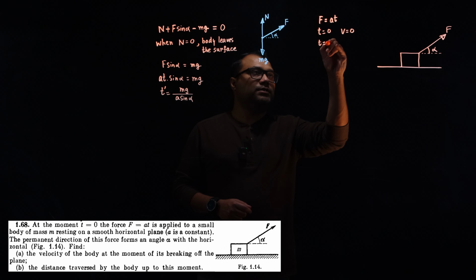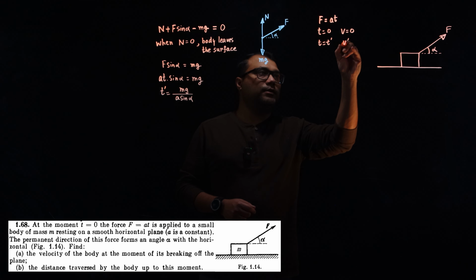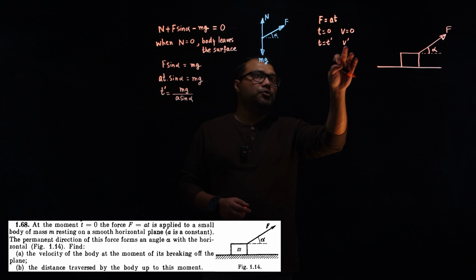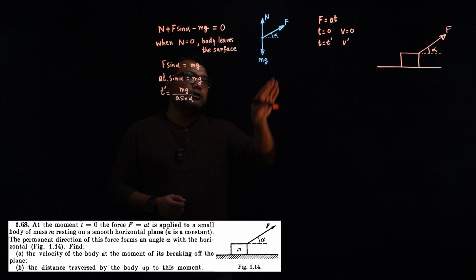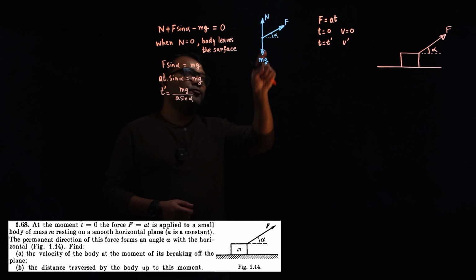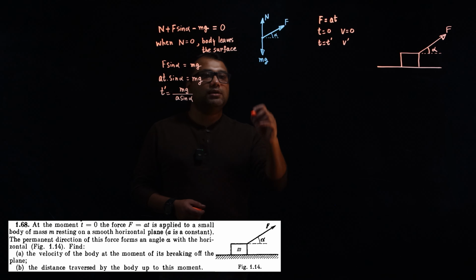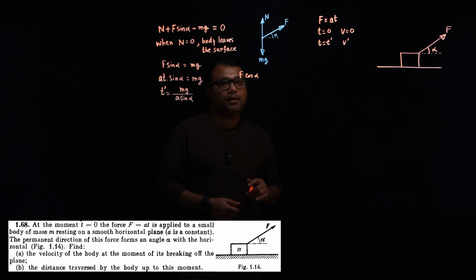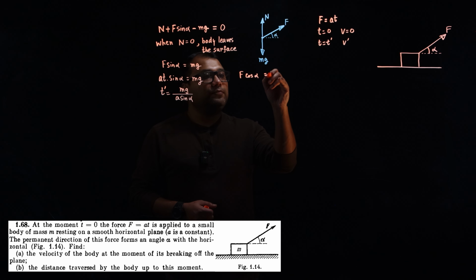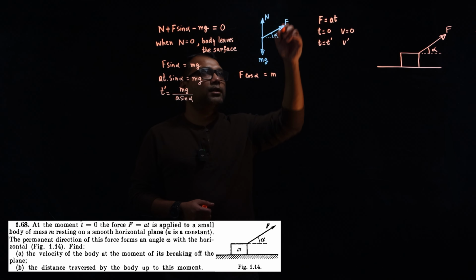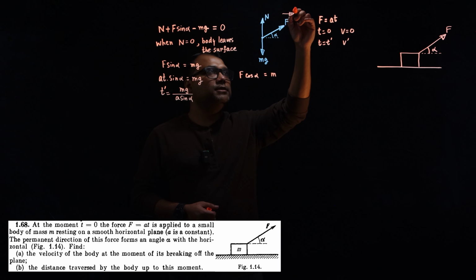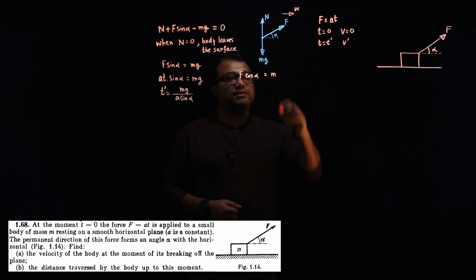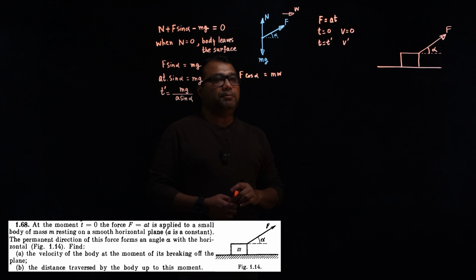So at t equals t dashed, what is the velocity? We have to find out. Now what is contributing to the increase of velocity? What is contributing to the increase of velocity is the component of F in this direction, which is F cos alpha. This is responsible for the acceleration of the body in this direction. Let's consider that acceleration as w. I'm not taking a because A is a constant here, so let's say it's w. So this is equal to mw.